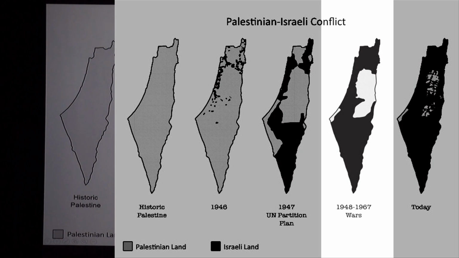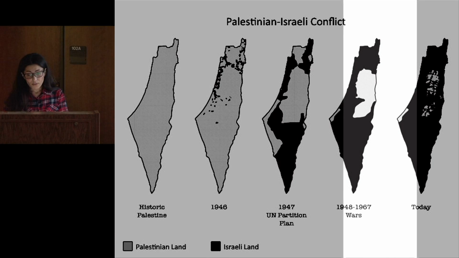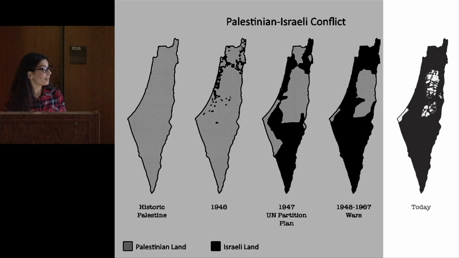Unfortunately, since it's a continuous occupation, which keeps practicing the building of settlements and the grabbing of more land, this is the reality on the ground today, and as we speak, the white is decreasing because settlements are continuing to be built even though they are illegal settlements.